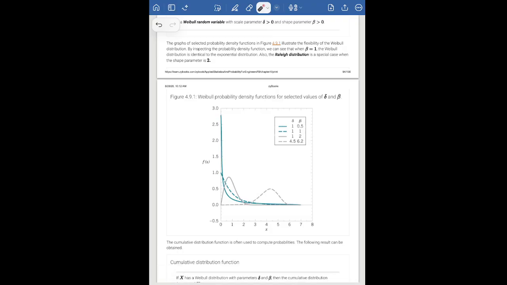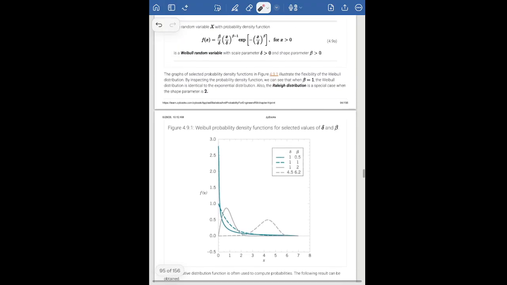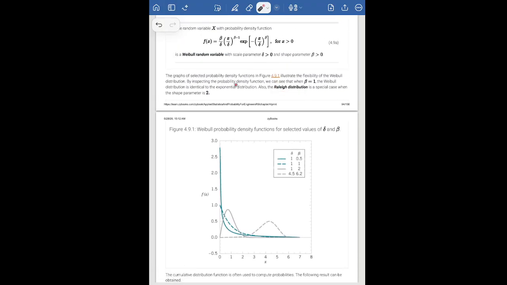Here are the graphs of the Weibull, with selected values for the delta and the beta. And we have, in this case, the Rayleigh that was just introduced, and from earlier, the exponential.